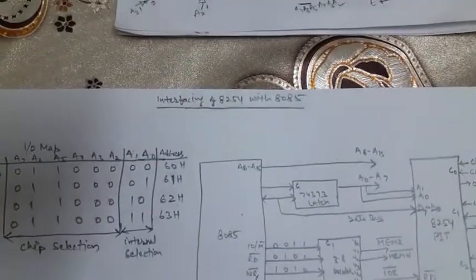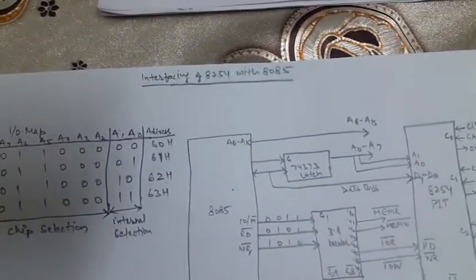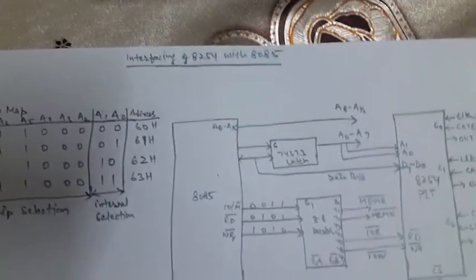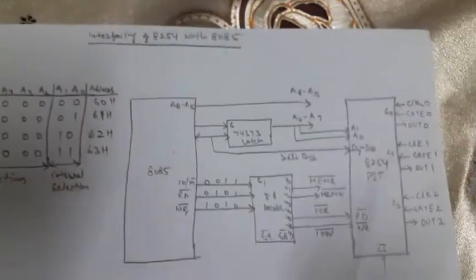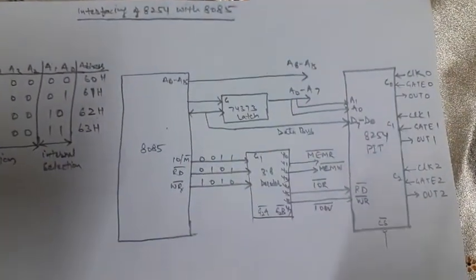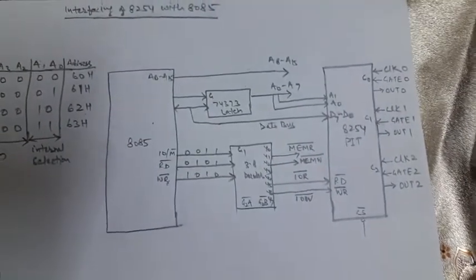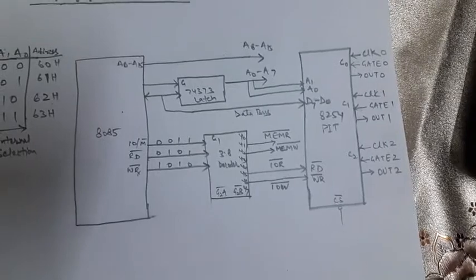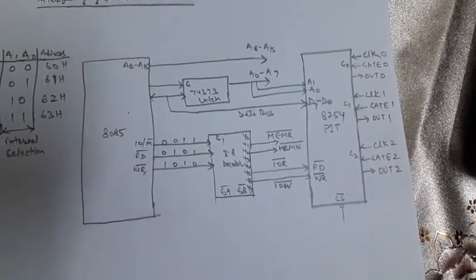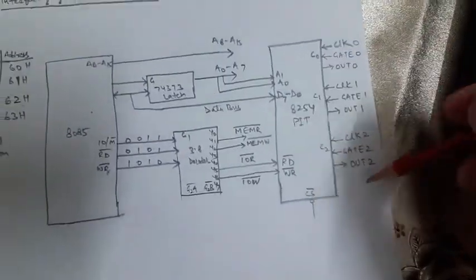Dear students, today I will tell you the interfacing of 8254 programmable interval timer with 8085. Okay, so earlier we have done the interfacing of 8259 and 8255 with 8085. The interfacing concept for all the IO chips is almost the same except the connections of the chip.